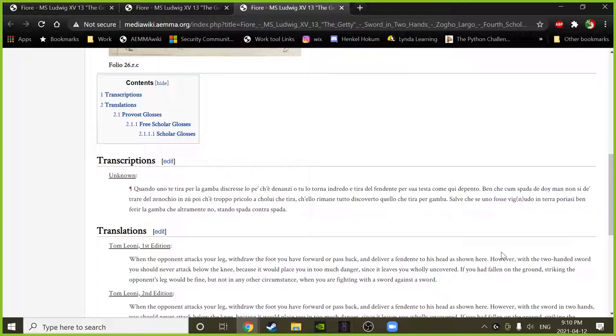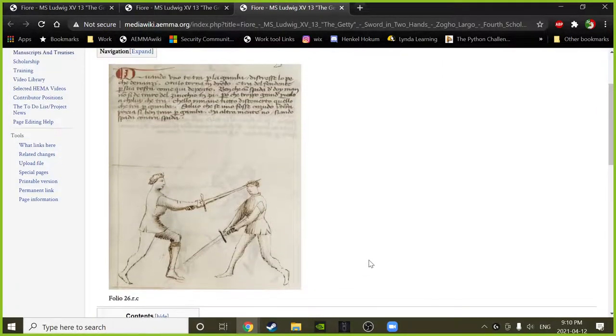He says, with the two-handed sword, you should never attack below the knee, because it would place you in too much danger, since it leaves you wholly uncovered. So it would be wrong, in my view, to say that Fiore says you shouldn't do leg shots. And as a matter of fact, if I've learned anything from playing with the sword and shield, once leg shots are regularly in the picture, if you're not used to the target area that you have to defend being from your head to your knee, then you're in big, big, big trouble. You're in deep trouble. And I bring this up specifically because it was my experience that when I transitioned from a recruit to a scholar, my targeting experience was principally my upper body and my head.